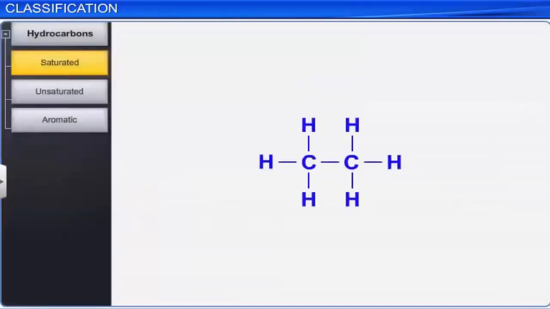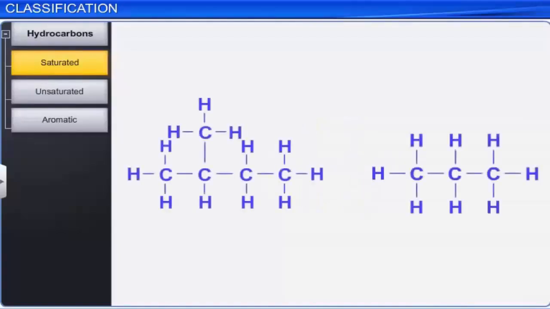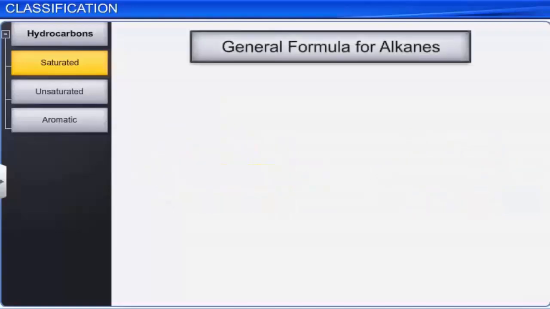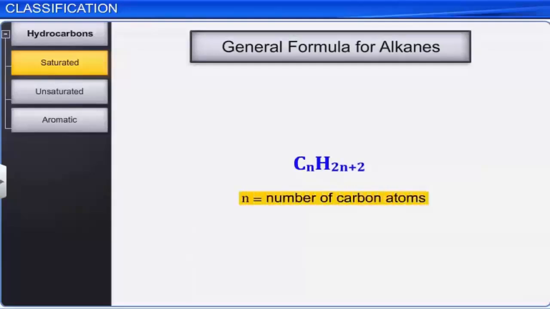Saturated hydrocarbons are the hydrocarbons consisting of carbon-to-carbon single bonds. Saturated, open-chain or acyclic hydrocarbons in which carbon atoms are linked by straight or branched chains are called alkanes. The general formula for alkanes is CnH2n+2, where n is equal to the number of carbon atoms present.